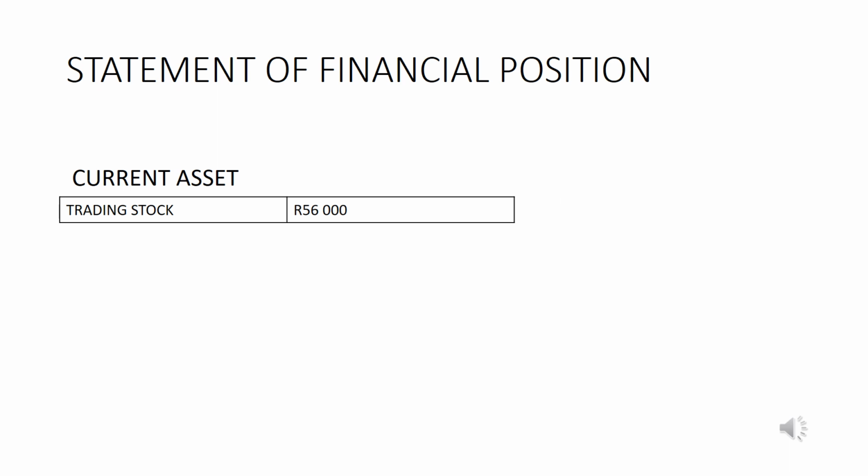Your trading stock, you will use the balance as per adjustment, which is the most reliable balance with regards to the two balances, the balance as per trial balance and the balance as per your adjustment. So for the statement of financial position, you will only disclose 56,000 rands because it is the most reliable balance, where you physically went and counted stock until you arrived at an amount of 56,000 rands.